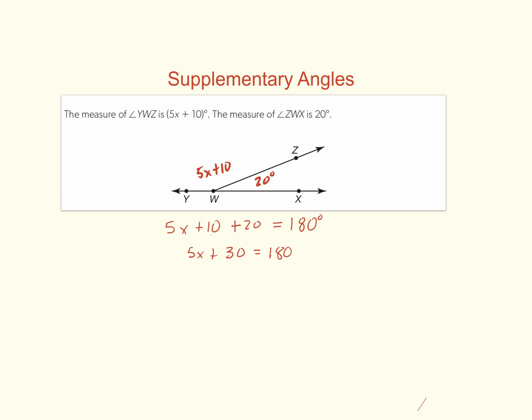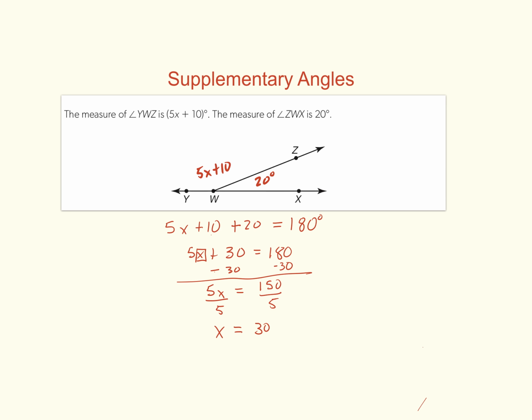Now we are trying to isolate the variable. Remember, this is our variable. We're going to be dealing with the things further away. So let's subtract 30 from both sides. And now you have 5x equals 150. The inverse of multiplying by 5 is dividing by 5. So we are going to divide both sides by 5. And now we have x equals 30.